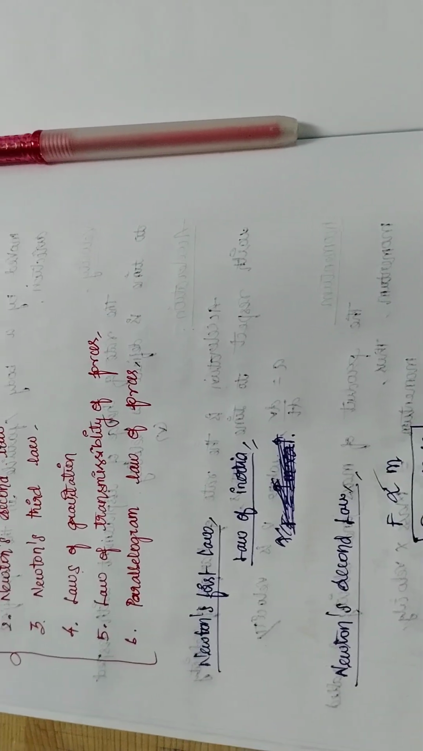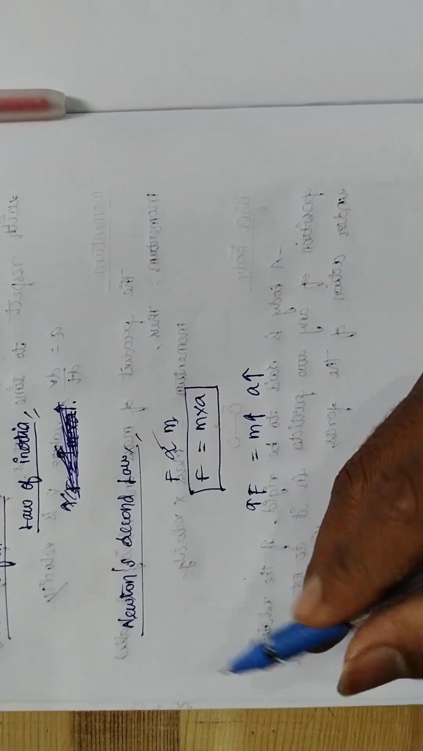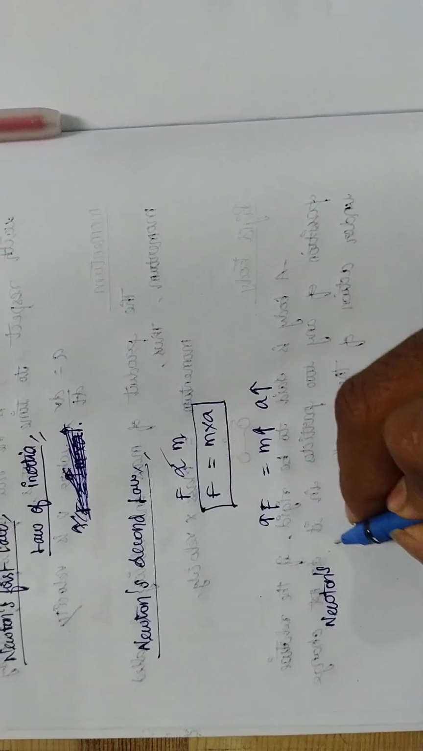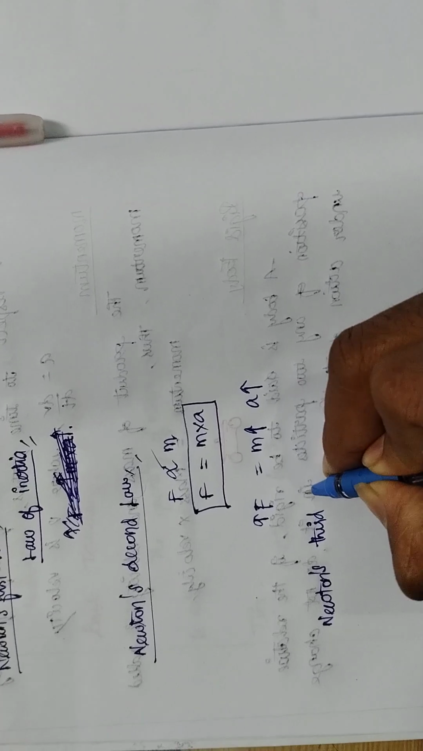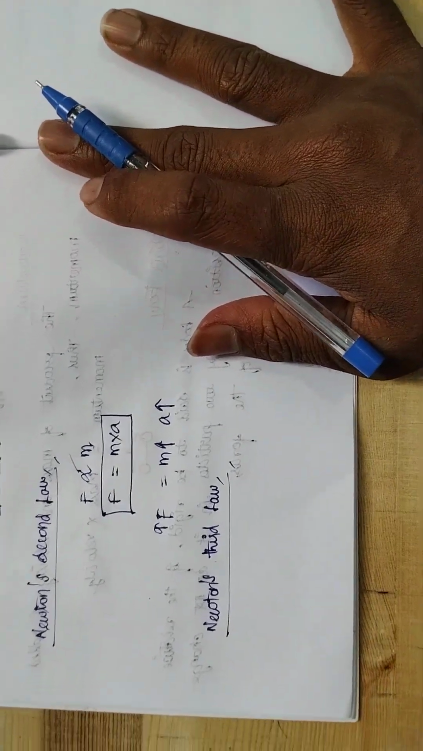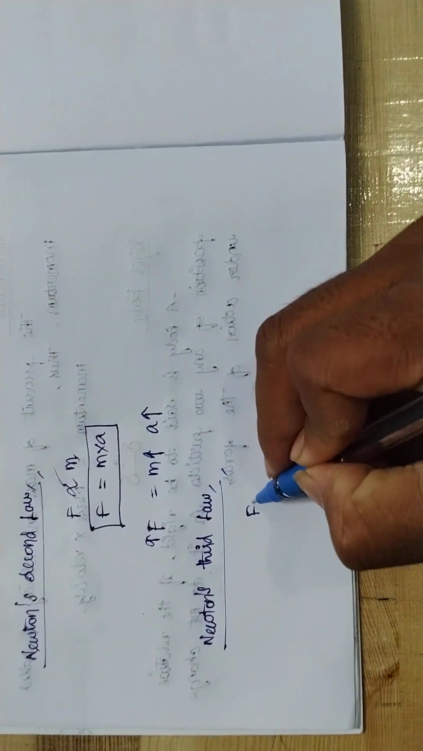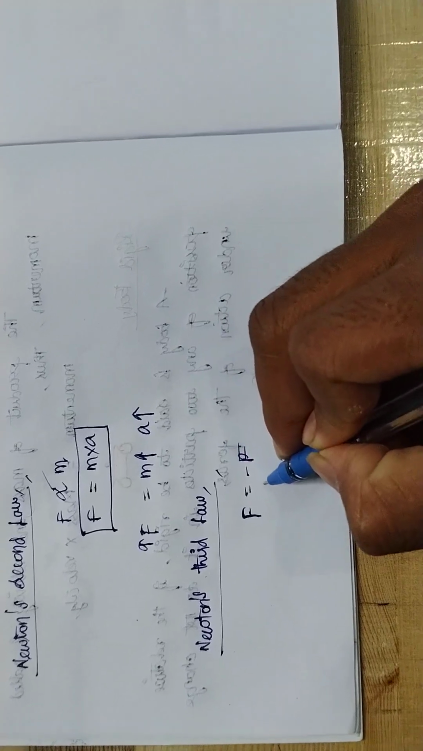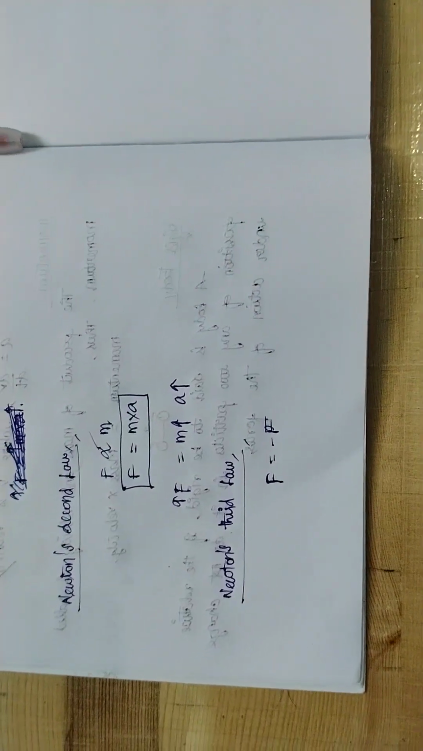So what is meant by Newton's third law? Newton's third law. Yeah, another important law of Newton: for every action, every force, there will be an equal and opposite force. Or in every action, there will be an equal and opposite reaction.